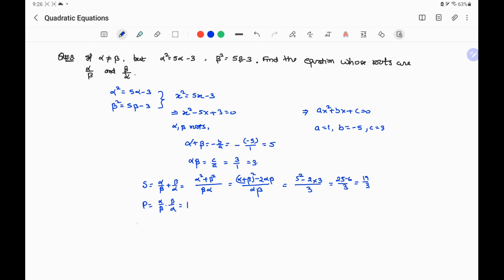Hence the desired quadratic equation will be x square minus sx plus p equal to 0. Substituting the values of s and p, we will have x square minus 19 by 3x plus 1 equal to 0, or 3x square minus 19x plus 3 equal to 0. This is the answer.